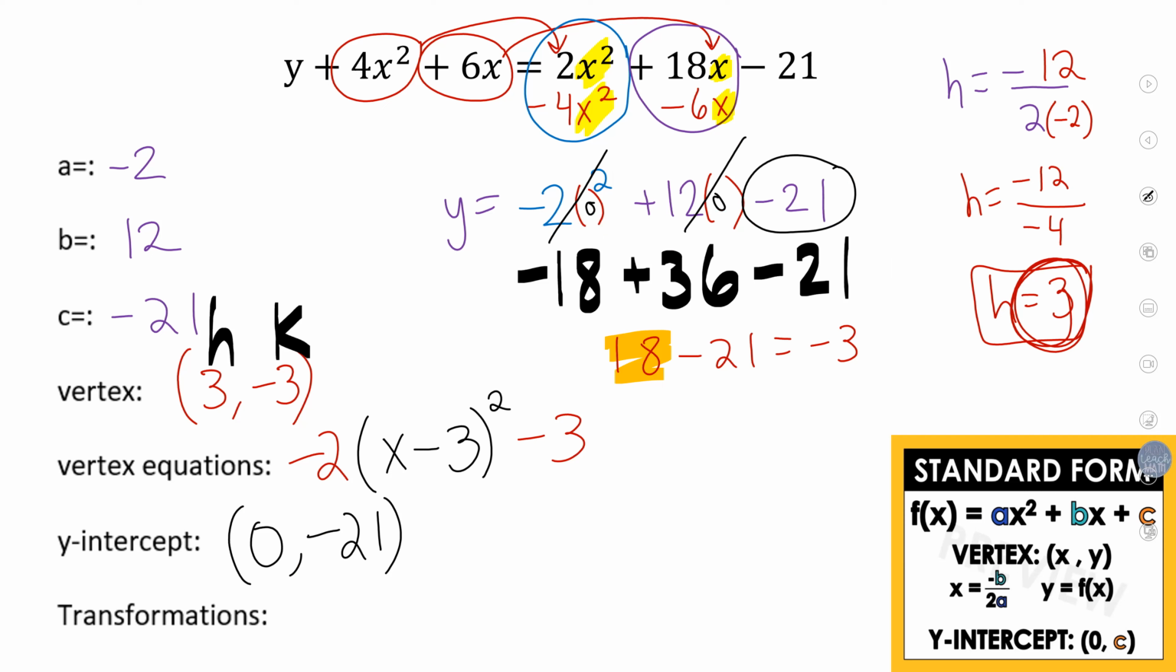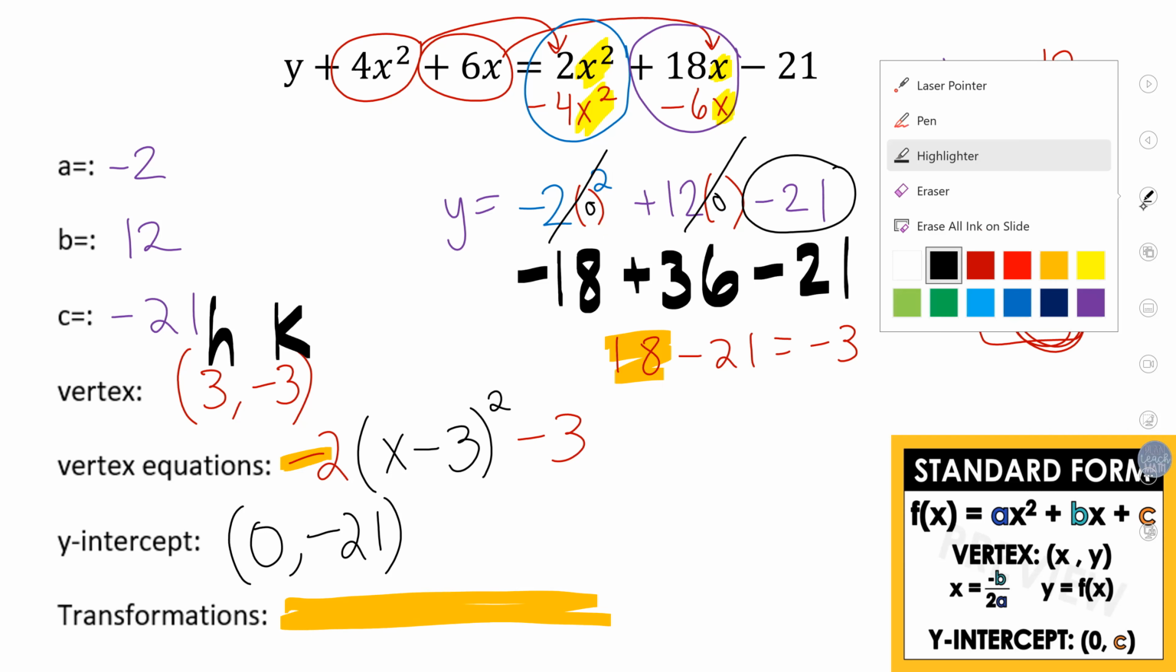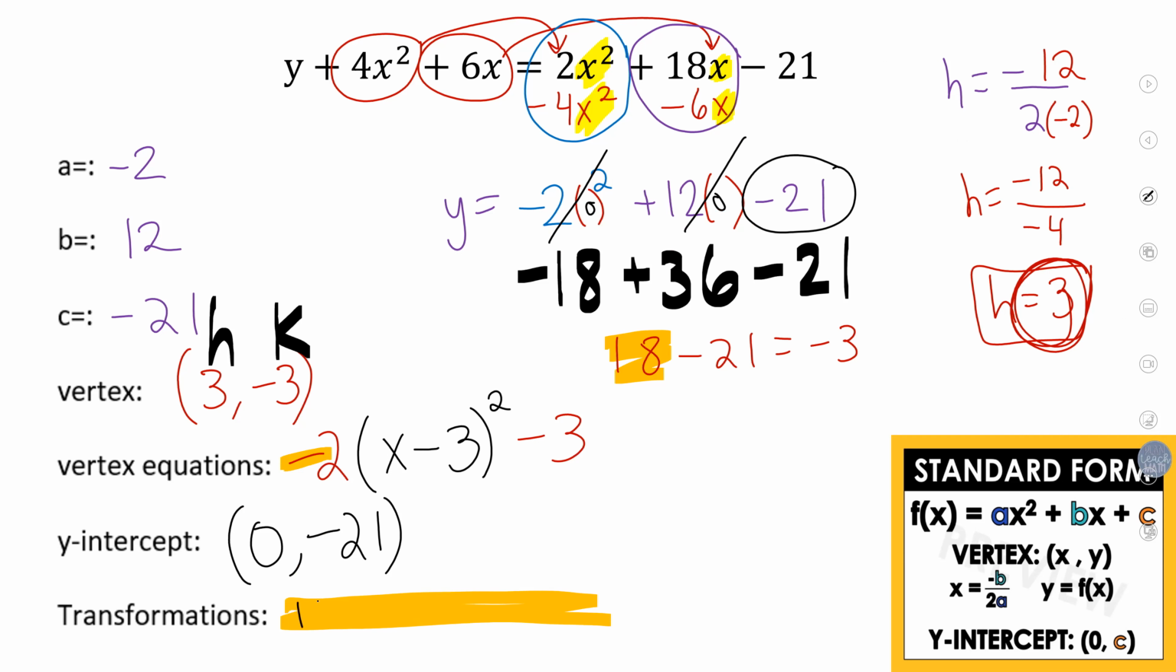Transformations. Guys, what does a negative in the very front do? The negative, what does that do? Yes. It'll be pointing down, so that's going to be a reflection. It's going to reflect over the x-axis. That's what the negative does.